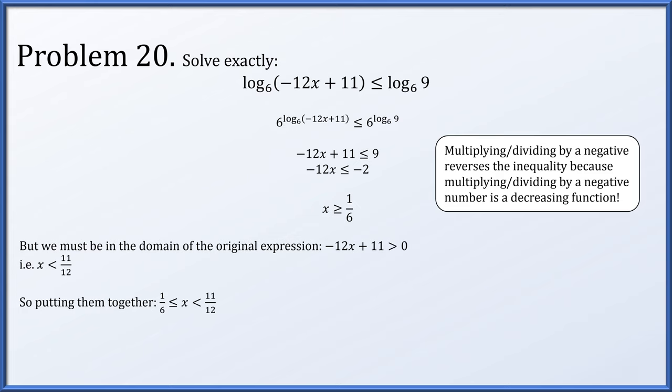We divided by negative 12, and we had to flip the direction of the inequality. This is something we're probably quite used to by now. When you multiply or divide by a negative, it reverses the inequality. But why? Because multiplication by a negative number is a line with negative slope. It is a decreasing function. And when you apply a decreasing function to an inequality, you must flip the direction.